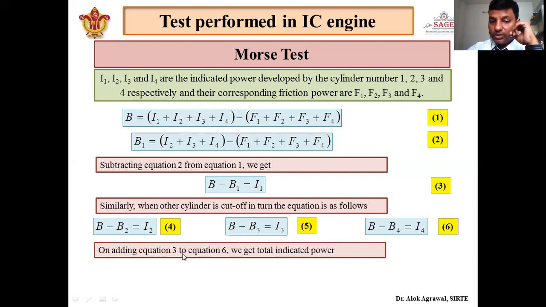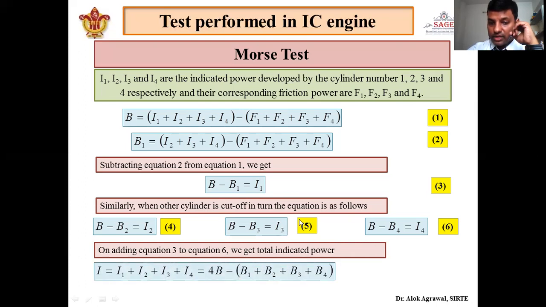Now adding equations 3, 4, 5, 6, all the 4 equations, what will we get? On the left hand side we get 4B minus (B1 plus B2 plus B3 plus B4). And on the right side we are getting I1, I2, I3 and I4. So the total indicated power on the right hand side will be I1 plus I2 plus I3 plus I4, and the left hand side will be 4B minus (B1 plus B2 plus B3 plus B4).